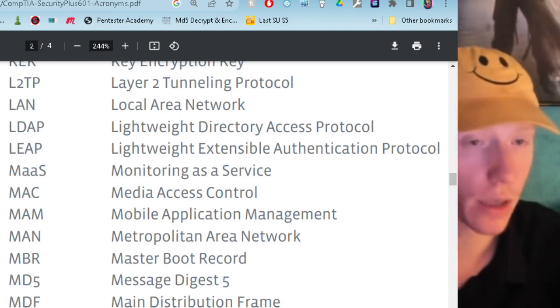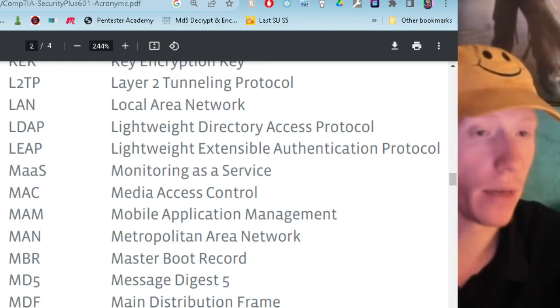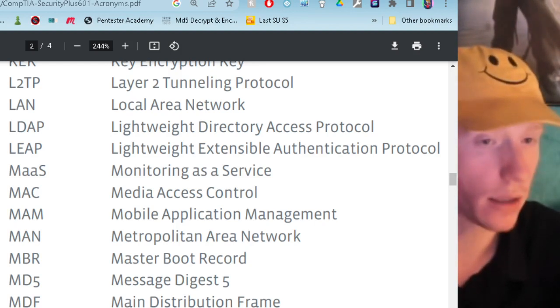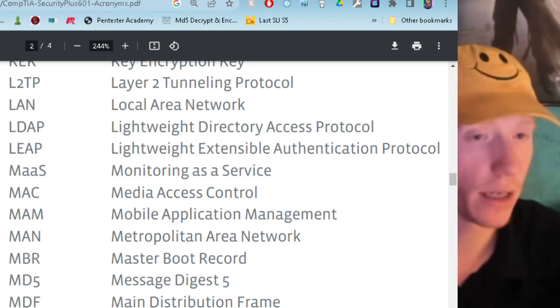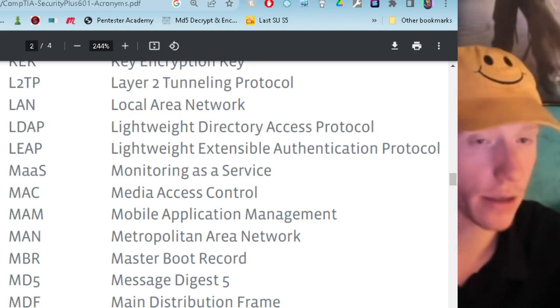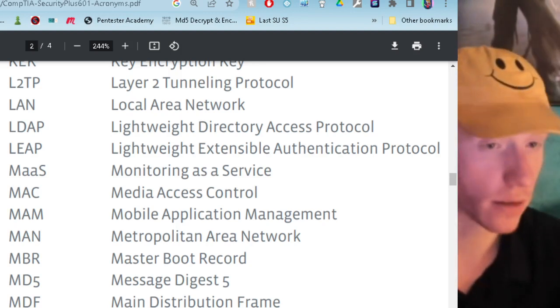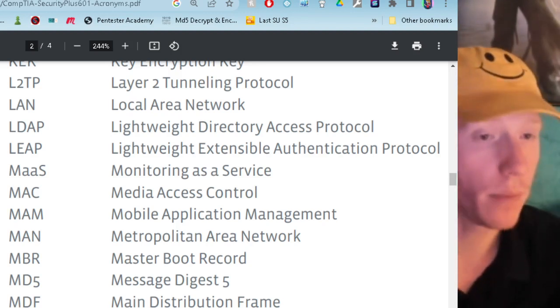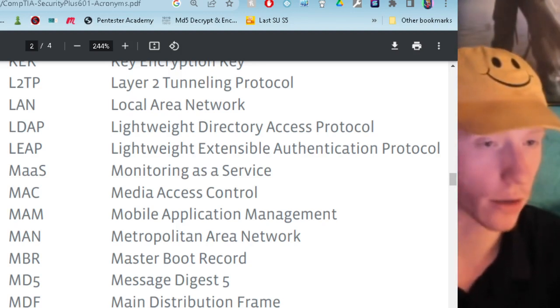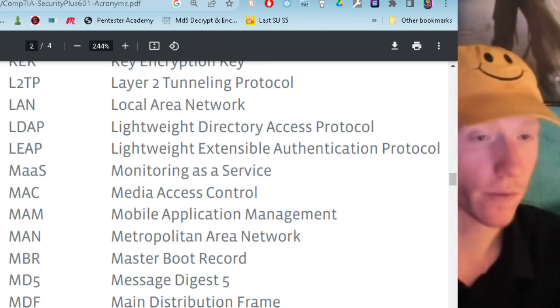MAAS is Monitoring as a Service. MAC is Media Access Control. MAM is Mobile Application Management. An MAN is a Metropolitan Area Network. The MBR is the Master Boot Record. MD5 means Message Digest 5.